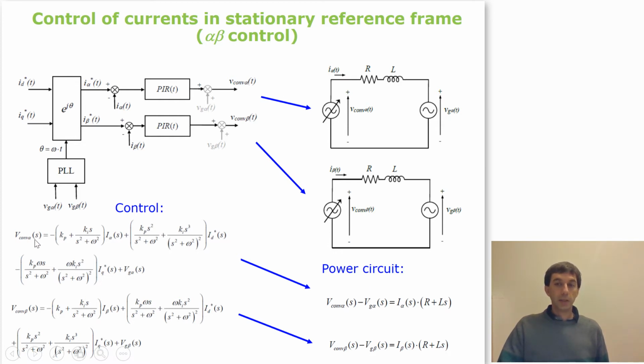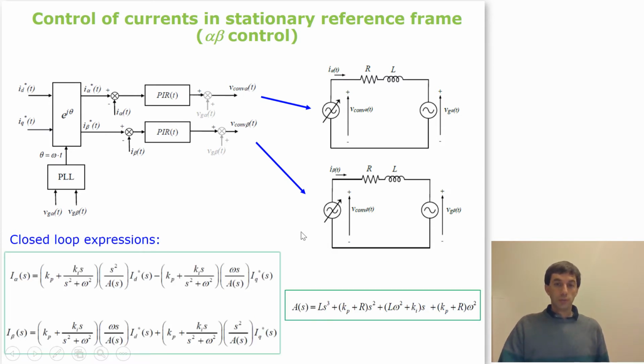You know that we can equalize this voltage to this voltage and this voltage to this voltage. So if we combine all and we do several developments and derive the currents alpha beta as a function of the references D and Q, we obtain this.